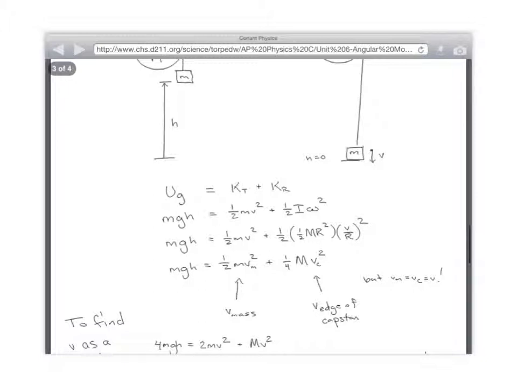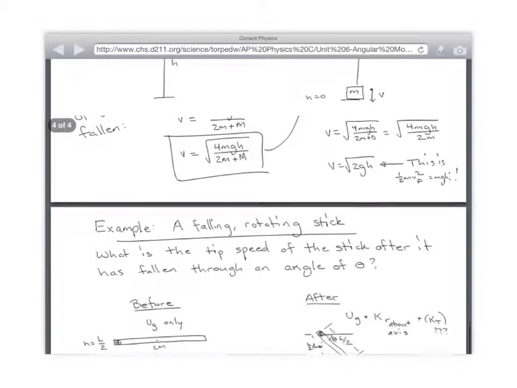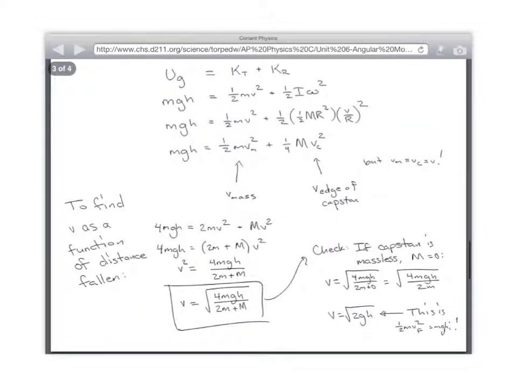All right, so here we go. So, do a whole lot of mathematical manipulation and you get the velocity after it's fallen height h is equal to square root of 4 mgh over 2 little m plus big M. Isn't that pretty cool? Guess what you're going to have to do on homework? This. Yep.